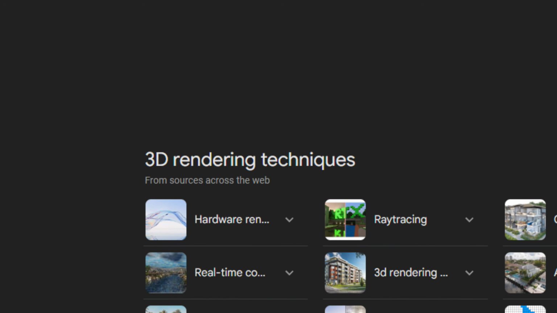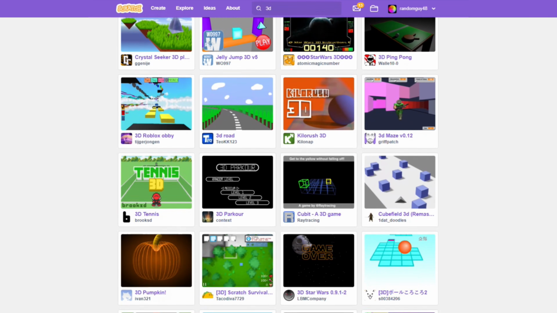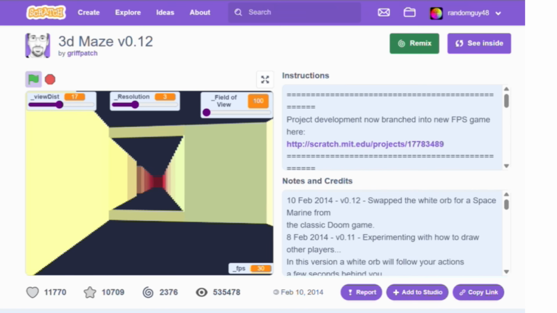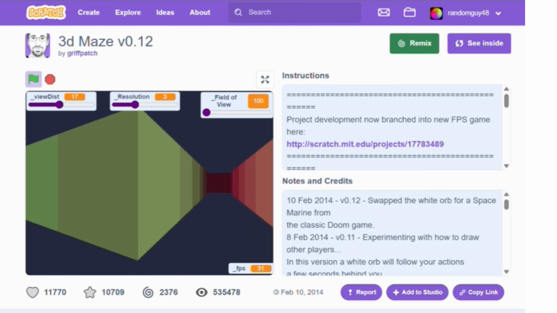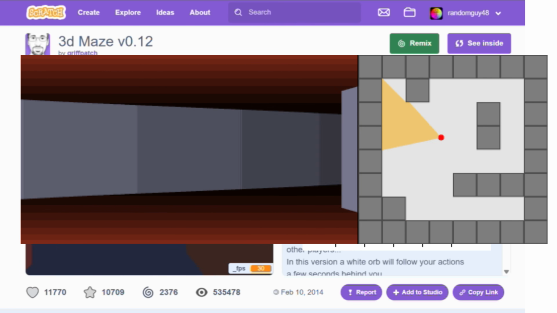Well, it turns out there's not just one single way to make a 3D engine. If you look up 3D games on Scratch, you'll find a bunch of games that use various methods to render 3D space. This game, for example, works by sending out a bunch of rays away from the camera and then drawing lines based on where these rays intersect the wall.